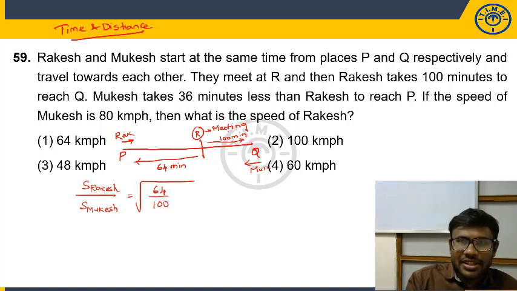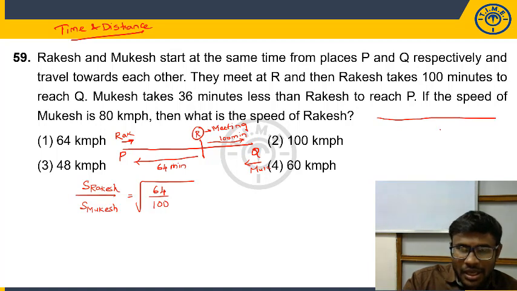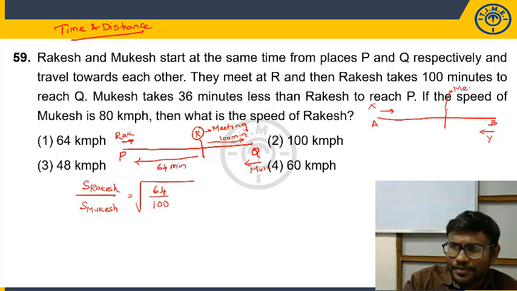Actually, there is a concept behind this. What is that concept? If there are two places A and B, and one person starts from here, X, and the other person starts from here, Y, they meet at a certain point. This is your meeting point.